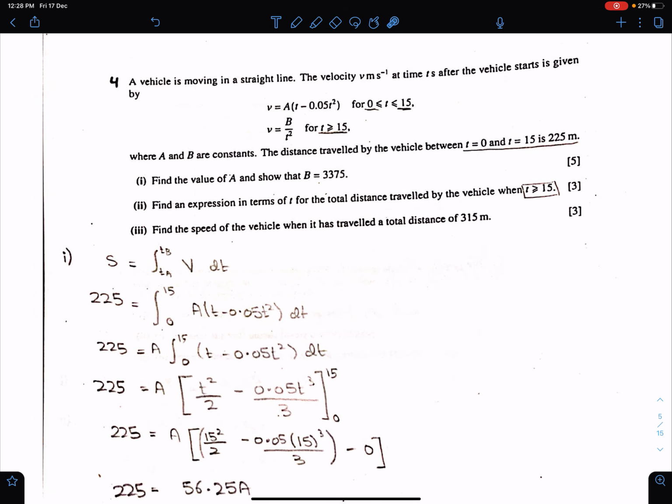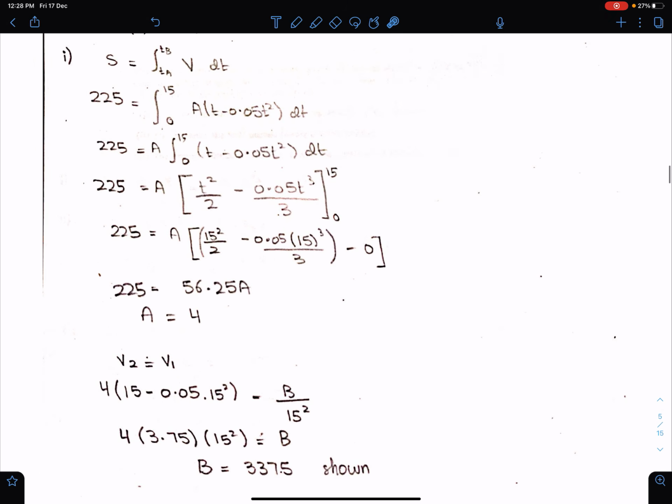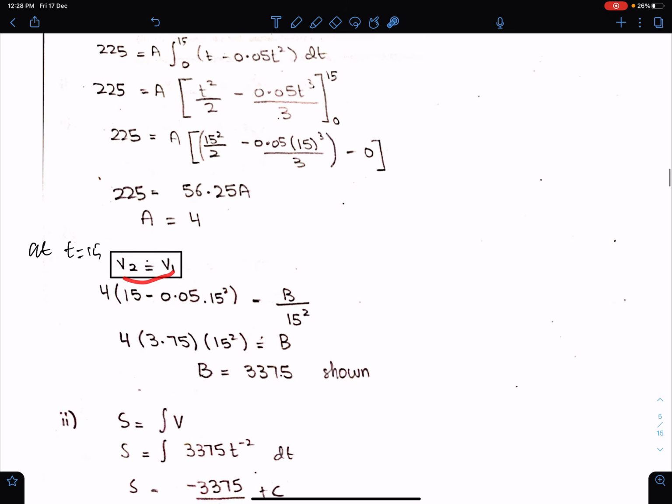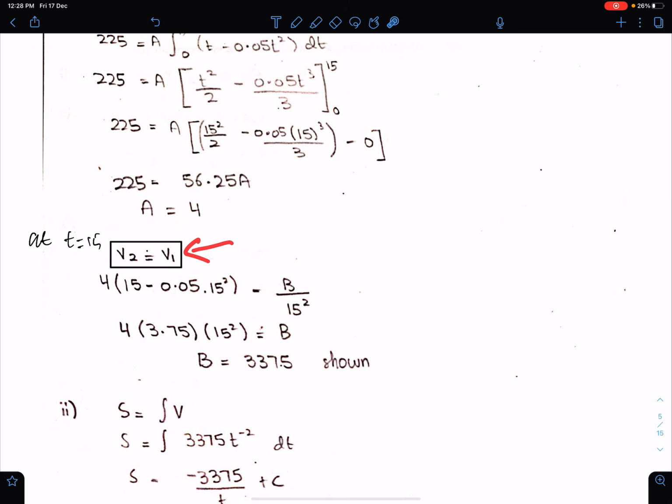The distance traveled by the vehicle between t equals 0 and t equals 15 is 225, therefore we will use this equation. We just need to integrate this equation from 0 to 15, and equate this to 225, and we will get the value of a, which is 4. Now at t equals 15 both velocities are the same, so use this equation at t equals 15. Substitute t equals 15 here and here. So when you use both these equations, you will get the value of p, which is 3375.